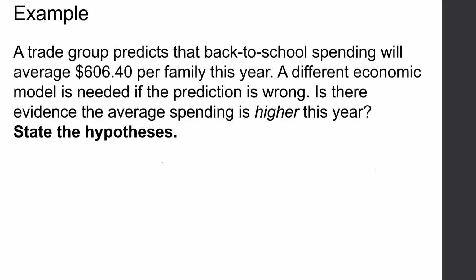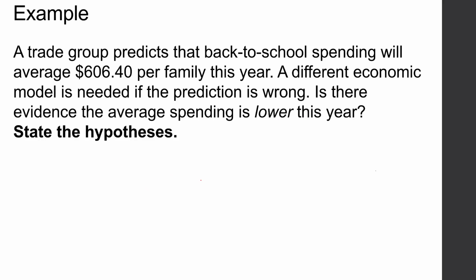So what if we had the same scenario, but we want to find if there's evidence the average spending is higher this year? State the hypotheses. Again, we'll write our symbols for our null and alternative hypothesis. And the null is that the average spending mean equals $606.40. And the alternative this time is that the average spending is higher, so greater than 606.4.